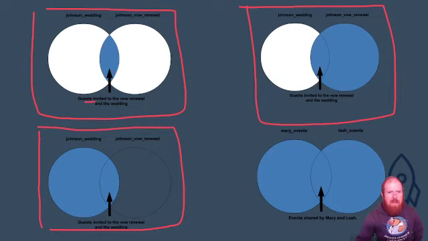You're going to do, like, this would be like an intersection. This would be like a union. Different ways to do it.